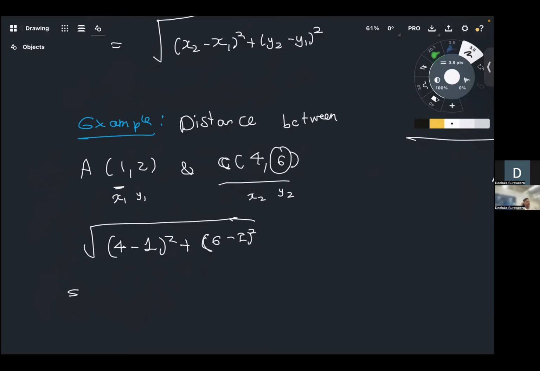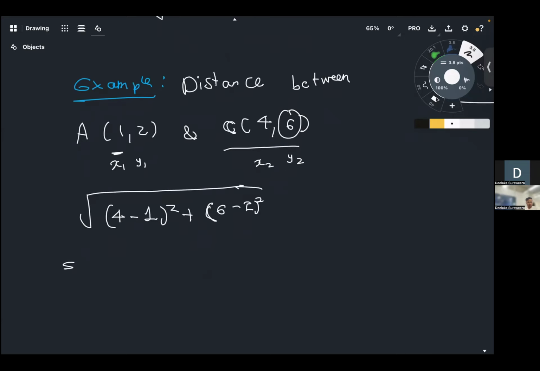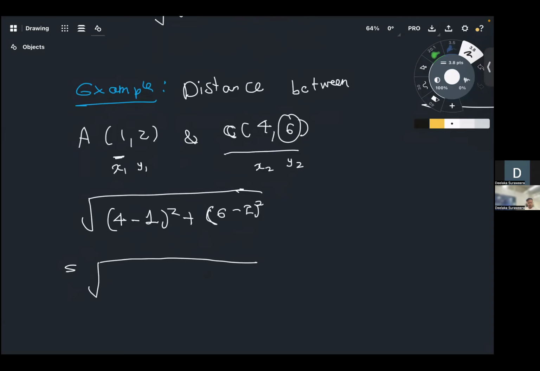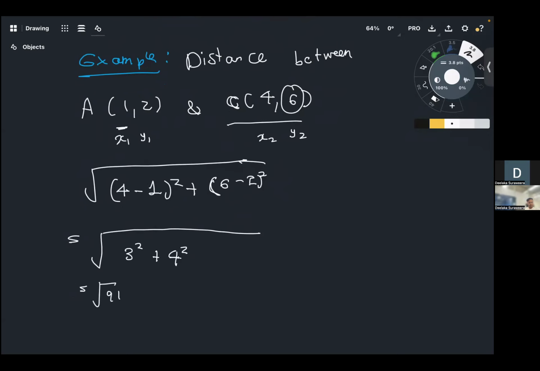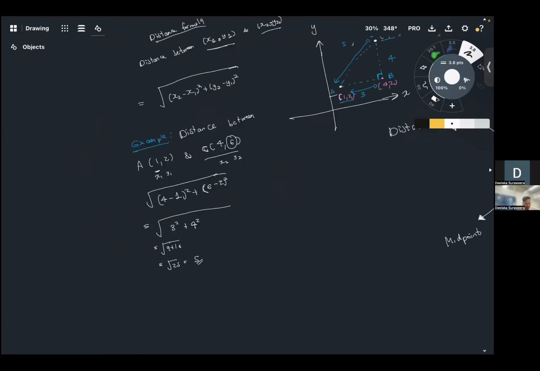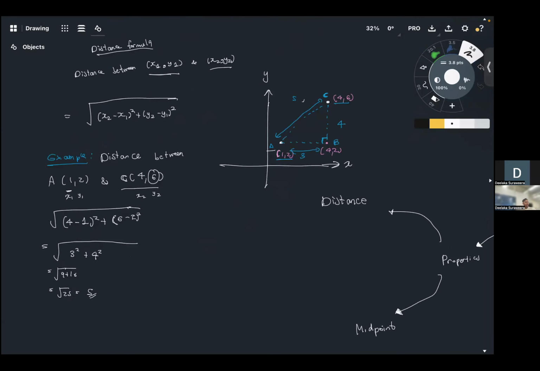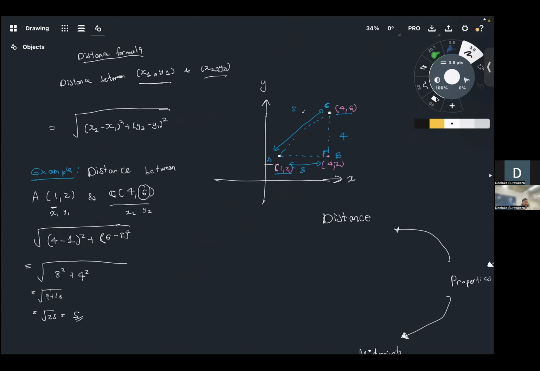So the coordinates are A and B, right? So you use the values from that. Exactly. And can someone tell me, 4 minus 1 is 3, squared; 6 minus 2 is 4, squared; root of 9 plus 16, which is root 25, which is 5. Exactly the same as we got geometrically. Make sense?